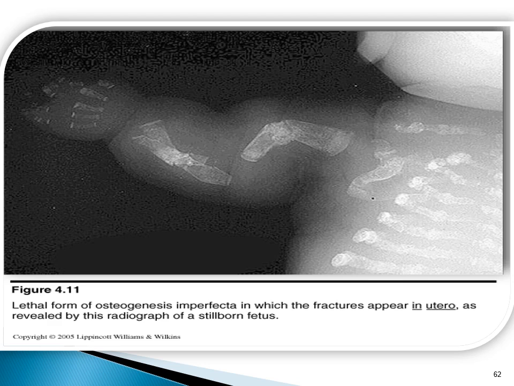You can see here, this is an x-ray picture of a fetus. It's showing in utero fractures. You can see here, there is a fracture of long bone. All long bones are fractured in this stillborn fetus. So the bones are very weak and they're fractured even during the process of labor.